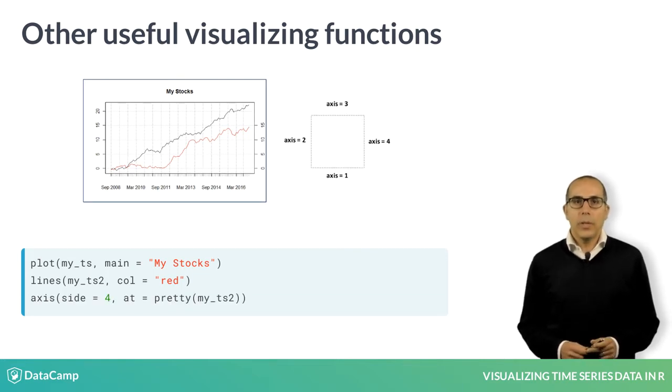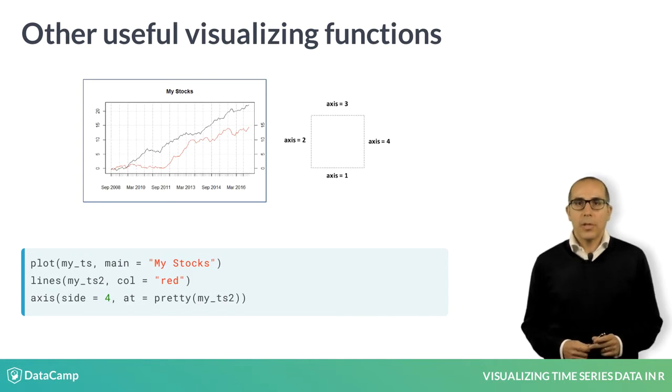To make the chart more readable, you might want to create a new y-axis for the new series, myTS2. In this case, you will use the axis function. The argument side equals 4 is the y-axis on the right-hand side of the chart. Using the pretty function inside the at argument allows you to properly scale the new axis with minimal code.